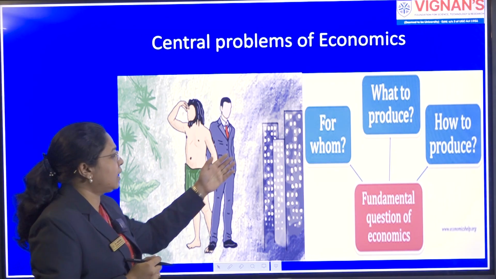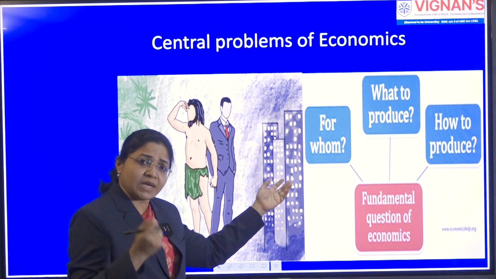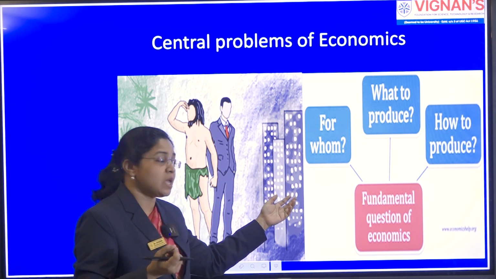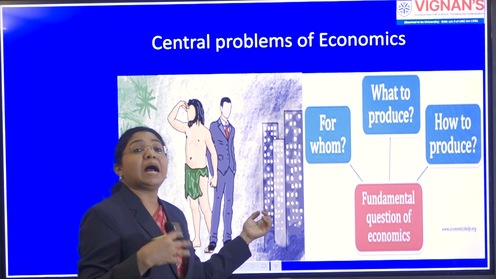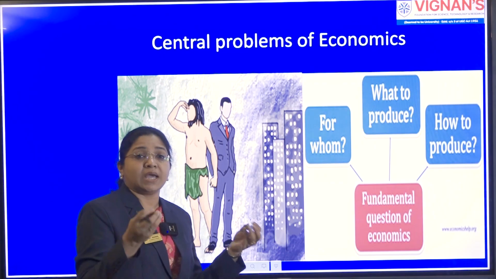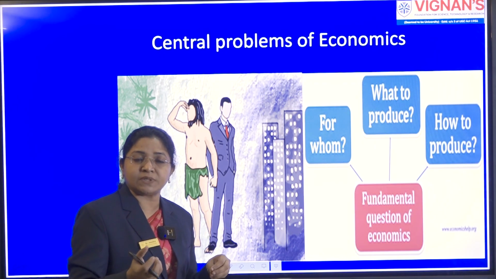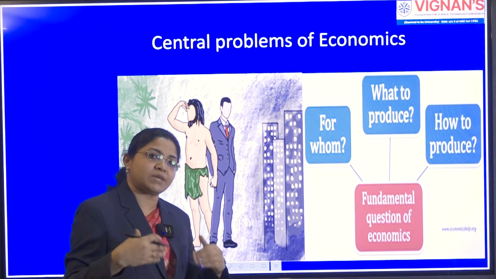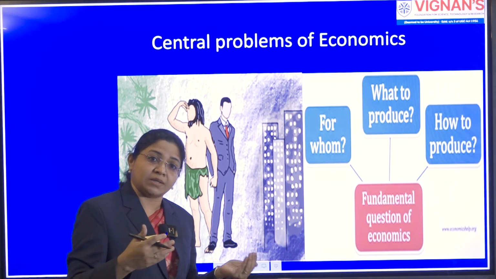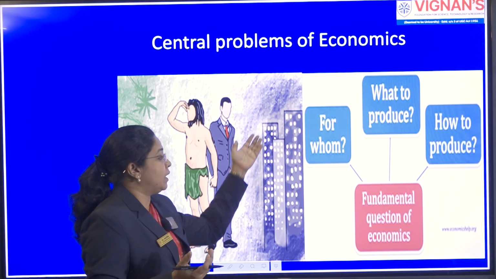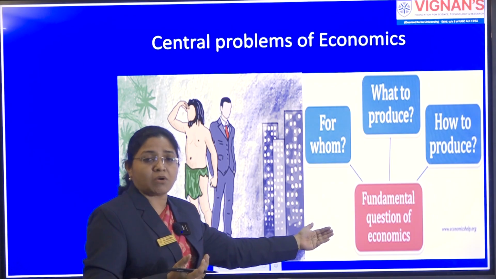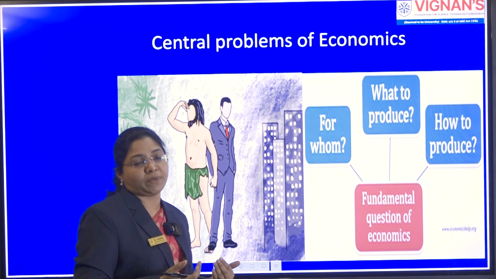So, for whom he has to produce, what he has to produce, and how he has to produce, whether through labor intensive techniques, capital intensive techniques, a mix of both, or something very new and unconventional other than these. So these are the fundamental questions or the central problems of economics.